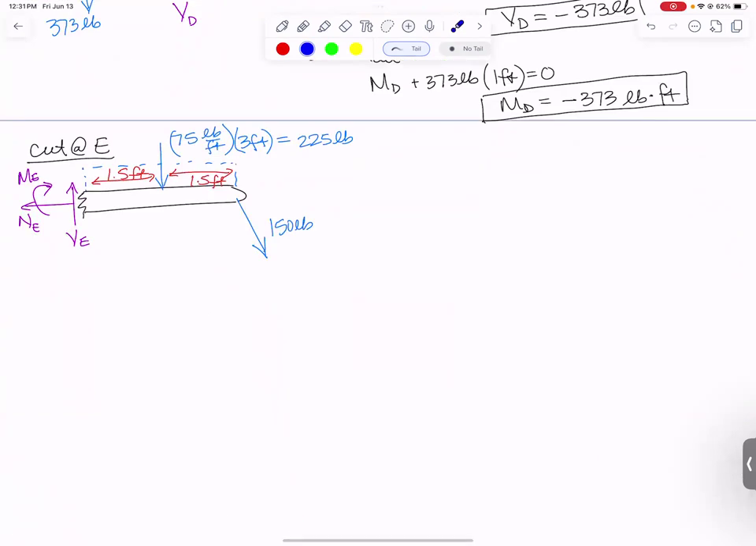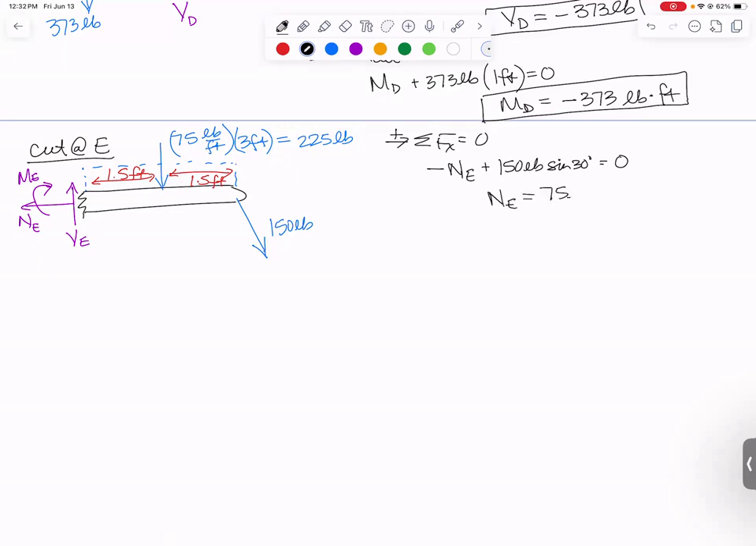We've got everything on our diagram. Next step is equilibrium equations. I need to sum forces in the x direction. Doing that, I've got NE to the left and to the right 150 pounds times the sine of 30 degrees. That all has to equal 0. So the normal force at E actually comes out to be positive 75 pounds. Positive means it's in tension.